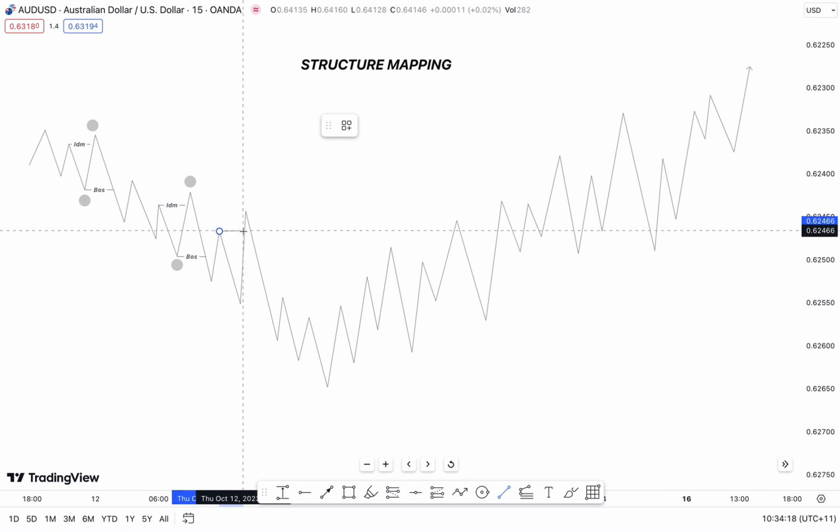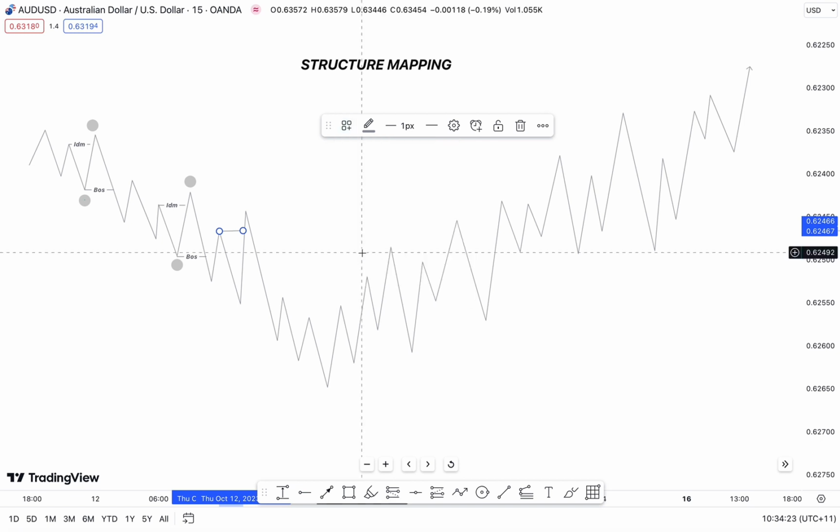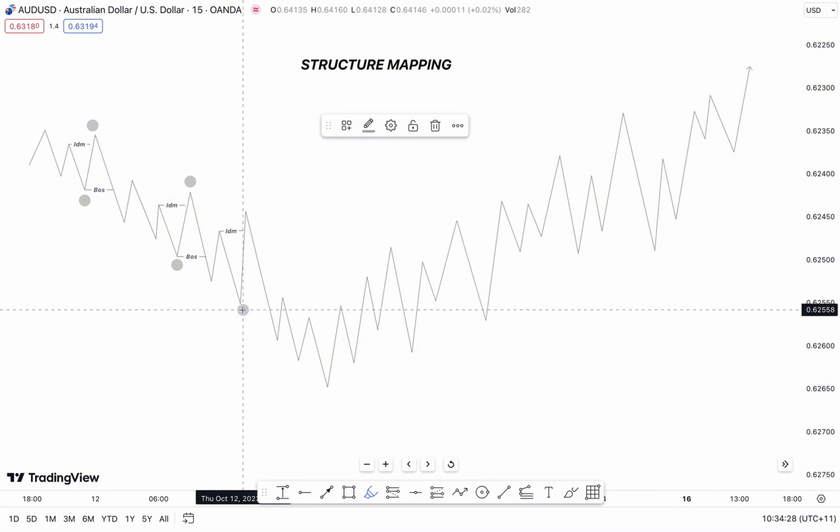So we've taken our inducement, correct? After our inducement, what do we look at? We identify our what? Our lower low. Where's our lower low? Here.